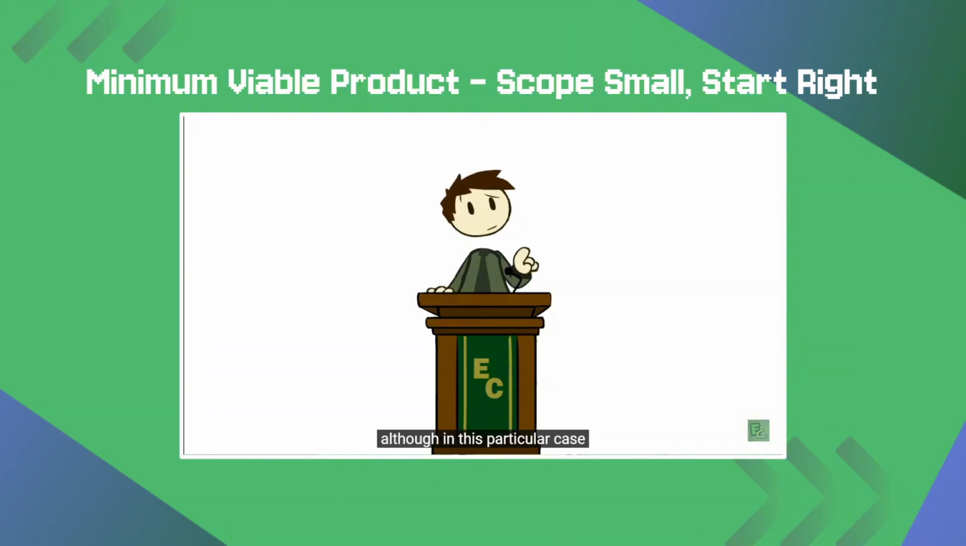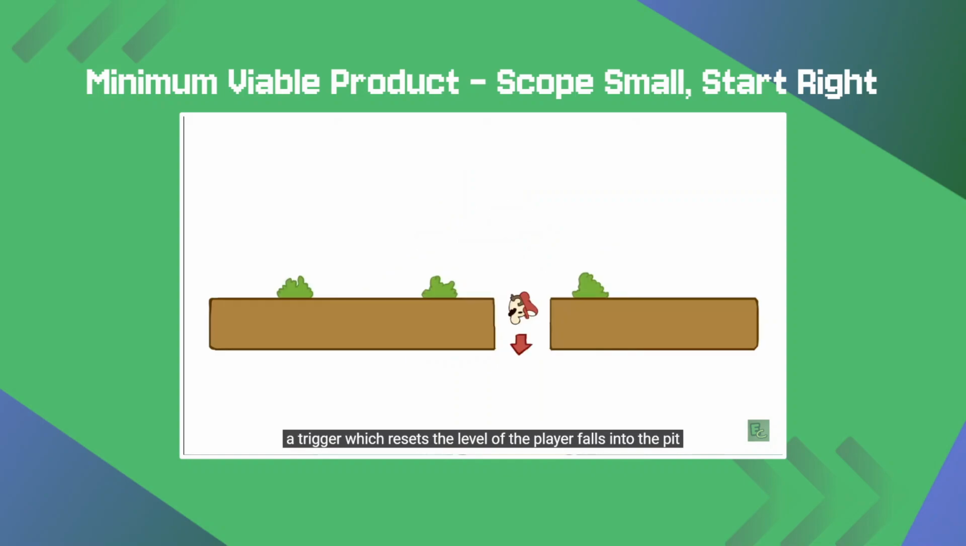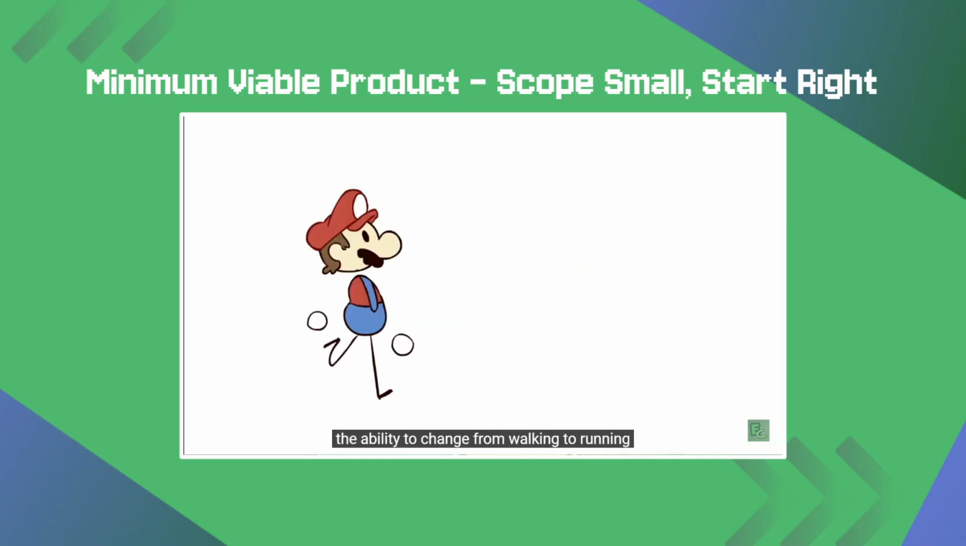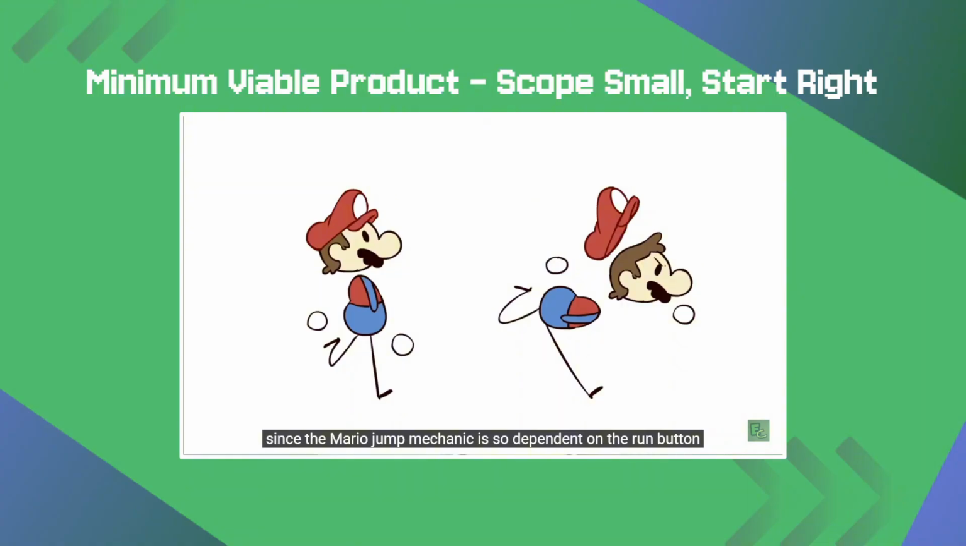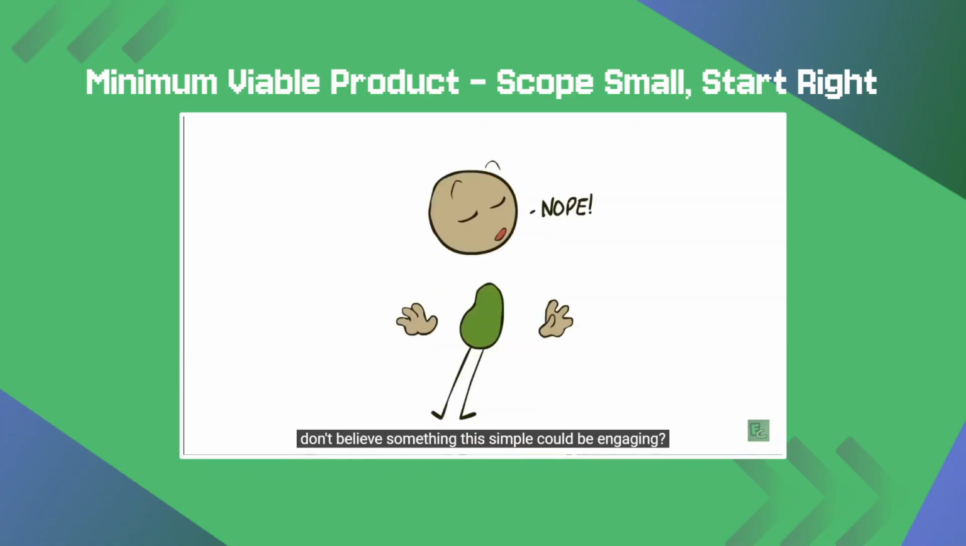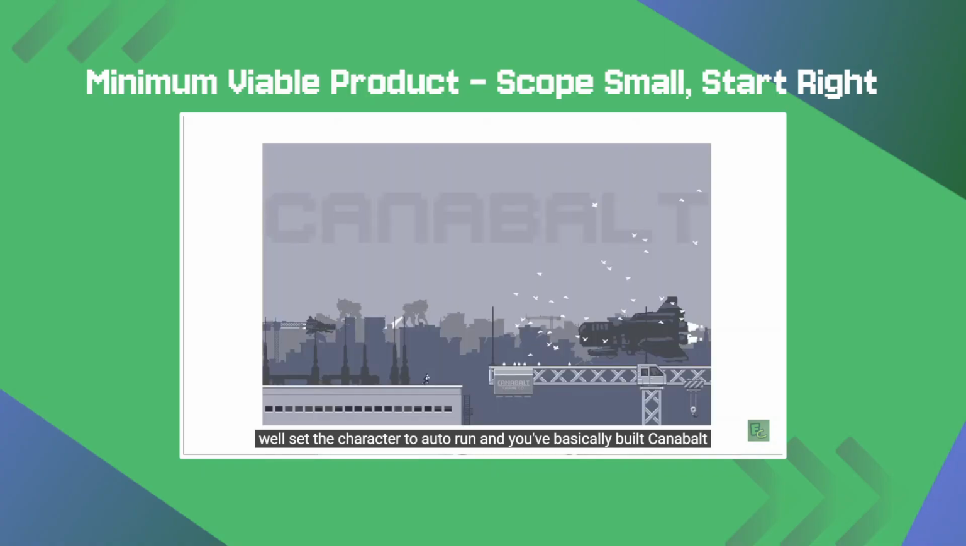Although, in this particular case, I'd probably throw in 2 other features that aren't strictly necessary, but they will make a big difference. First, a trigger which resets the level if the player falls into the pit, just so testing is easier, and to make sure that this aspect isn't just unpalatable to players. And second, the ability to change from walking to running, since the Mario jump mechanic is so dependent on the run button. But that's it. 1 level, 3 features, and you've got a game. Don't believe something this simple could be engaging? Well, set the character to auto-run and you've basically built Canabalt.